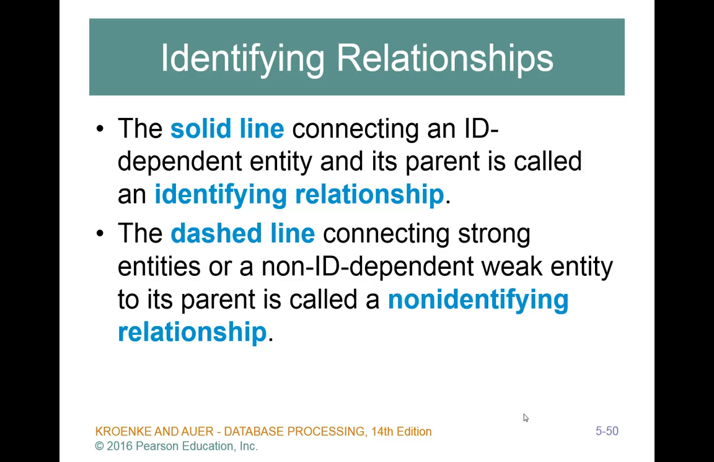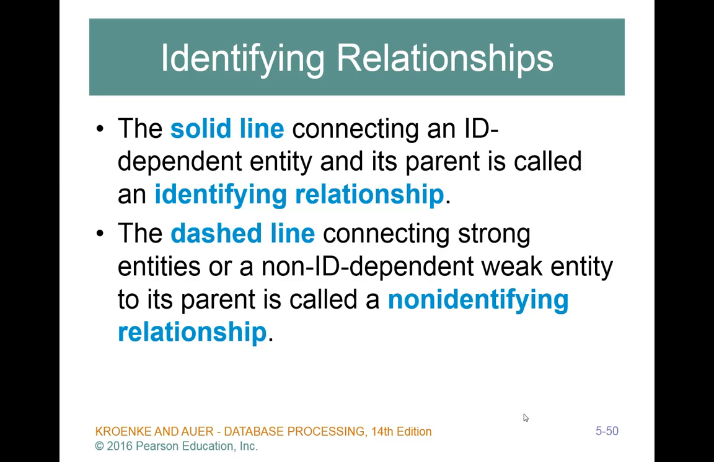So how we identify relationships: an identifying relationship is a solid line connecting an ID dependent entity to its parent. A dashed line is considered non-ID dependent, but they can also be weak, but it's considered non-identifying. Okay, so non-identifying is the dotted line, identifying is the solid line.